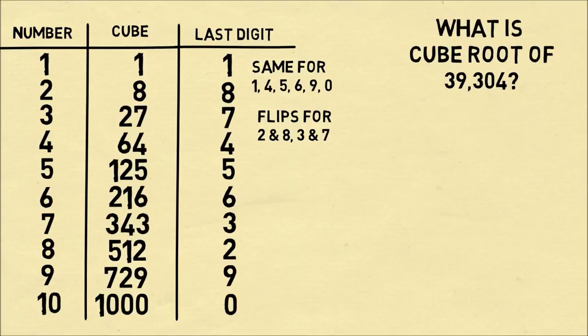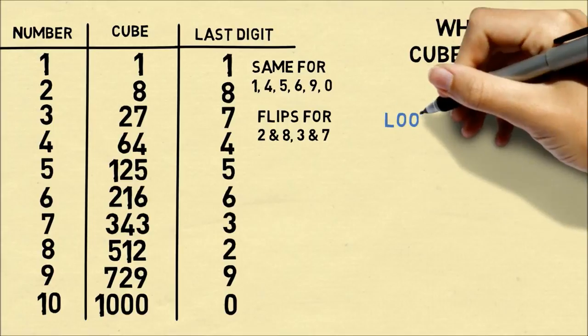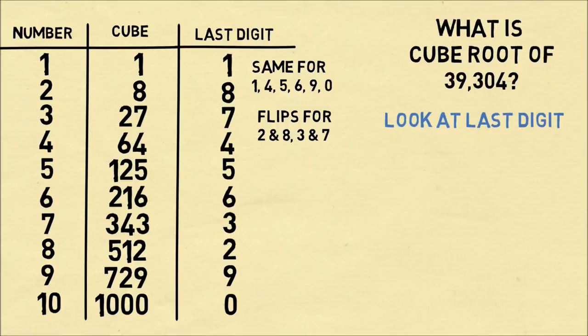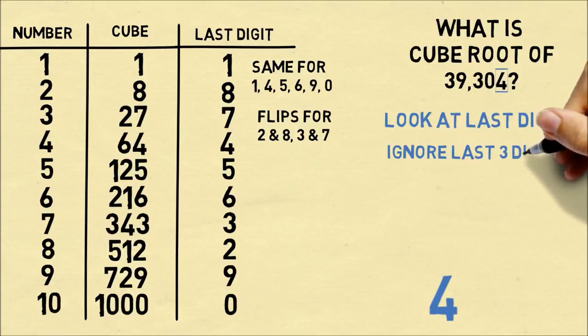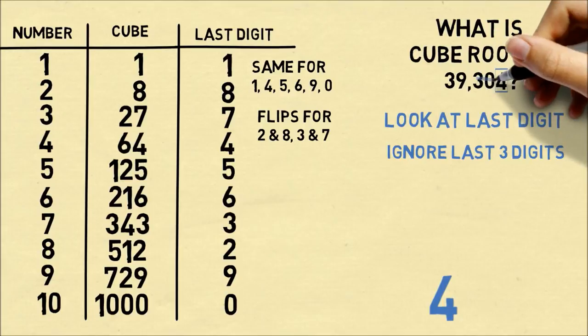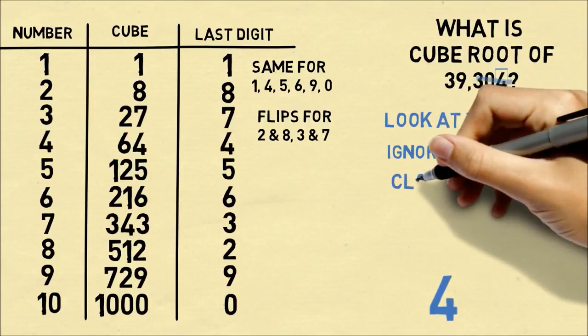What's the cube root of 39,304? The first thing I want you to do is look at the last digit. The last digit of 39,304 is 4, which we're going to put in a box. So we look up 4 in the last digit, and that corresponds to the number 4. So we write down the number 4. The next step is we ignore the last 3 digits of our number. So in 39,304, we're going to just ignore the 304.